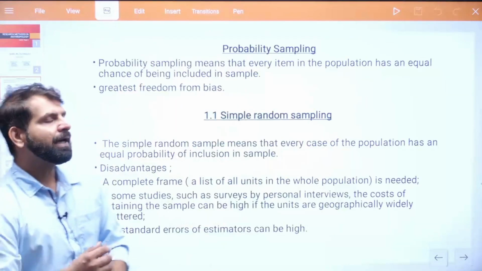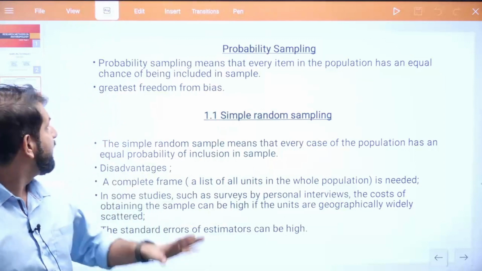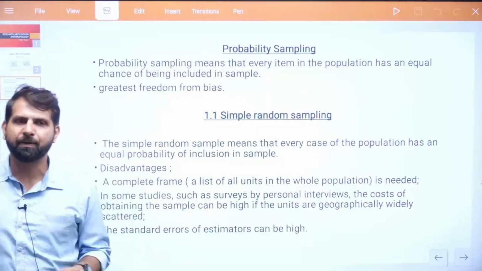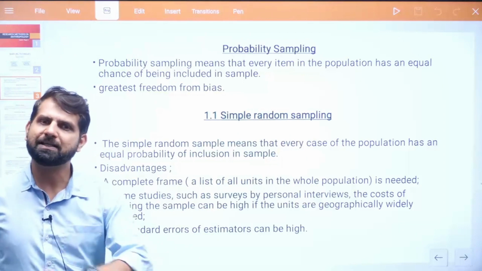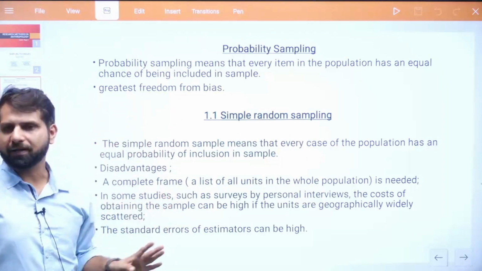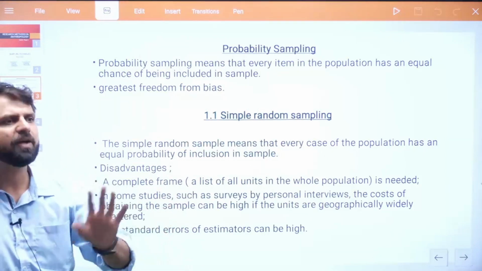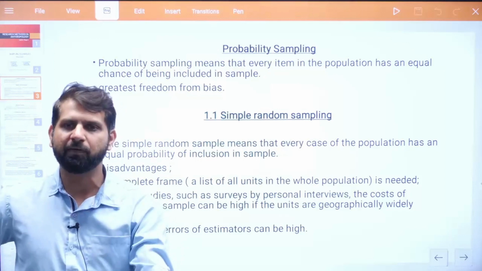Probability means that every item in the sample, or every individual in the sample, has an equal chance of being included in the sample. Every individual has an equal chance of being included, and it is free from bias, because if each individual has the chance, that means I do not have a preference for anyone.